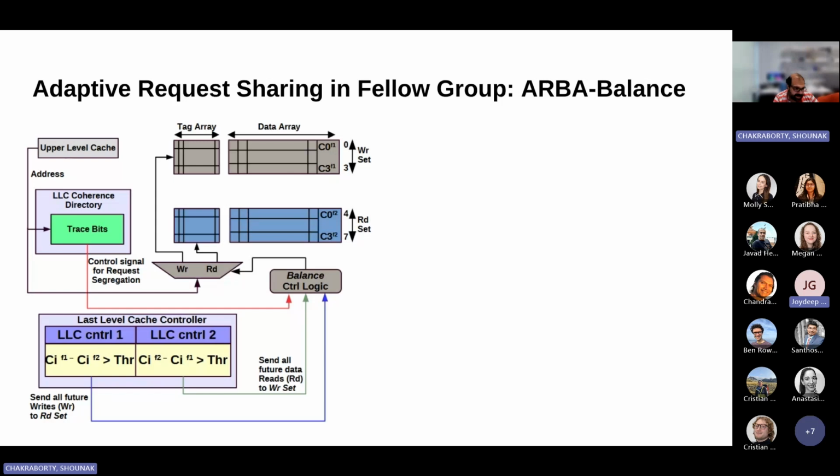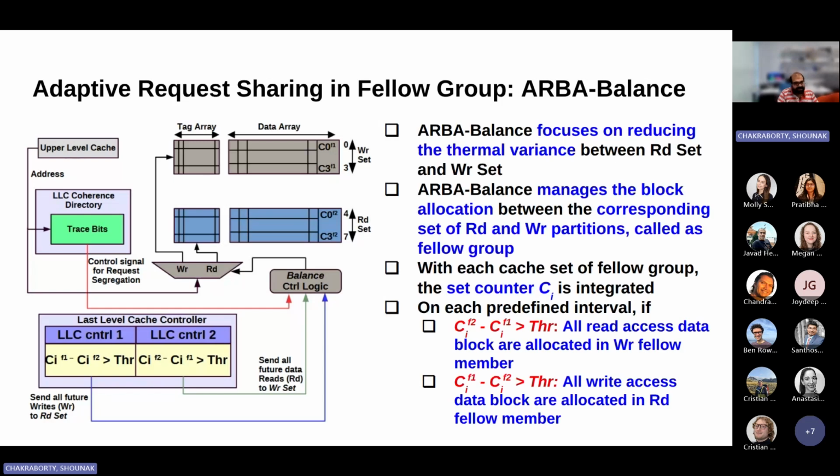This is our next architecture, where everything remains the same as the previous one, except the counter logic, which will not be there. Rather, we have attached a concept called the fellow set. One set from the write set becomes a fellow or friend of a set in the read set, and they can exchange data among them. These two fellow sets will have a balanced number of writes among them. This is done for each and every pair of read set and write set that are friends.